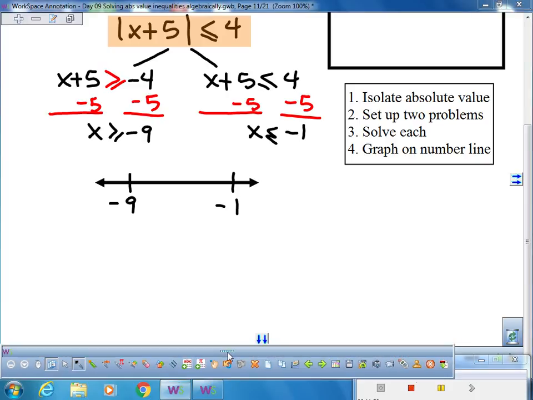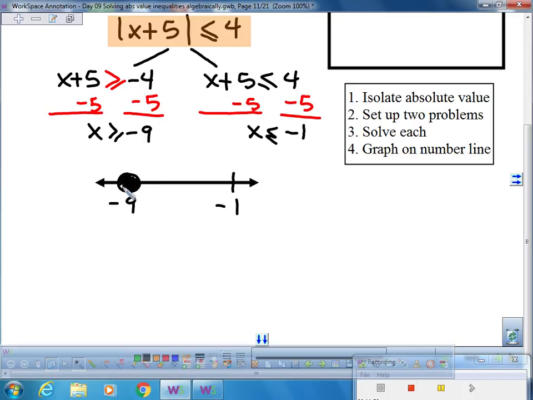All right, so let's see. X is greater than or equal to negative 9. Greater than or equal to means I'm going to fill that circle in, and I'm going to go greater. And less than or equal to negative 1 means I'm going to fill it in, and I'm going to go less than. So it should be, and which is consistent with this, absolute value is less than. Less than means we're going to talk about everything that's including an intersection.